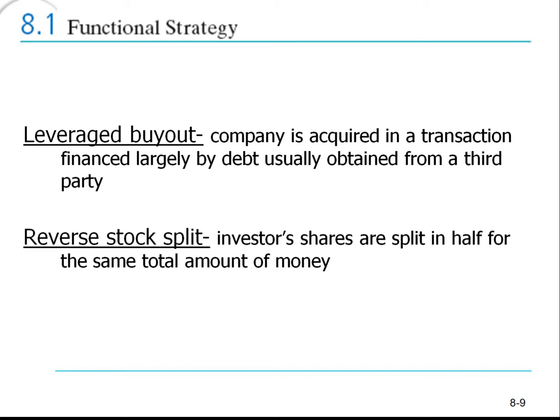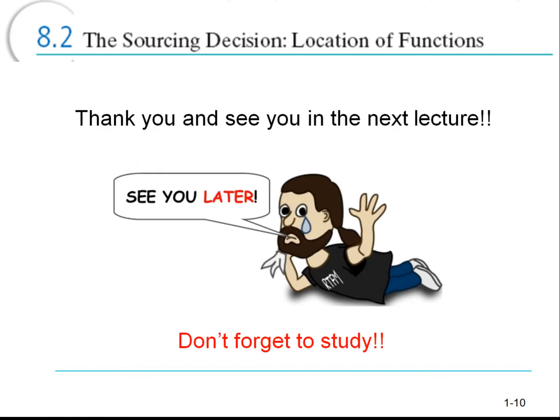That's a leveraged buyout. A reverse stock split refers to the investor's shares being split in half for the same total amount of money. Here's what we mean by that. I may own 100 shares in the XYZ company. Then they implement a reverse stock split. That dollar amount never changes. So let's say I own 100 shares. Now I own 50, but it's still the same $1,000. So what I'm doing is I'm reducing the number of shares that I have out altogether as an organization. That's what you call a reverse stock split.